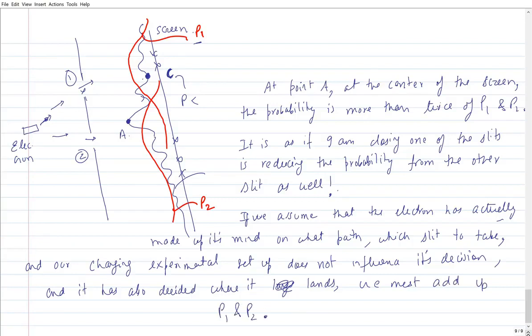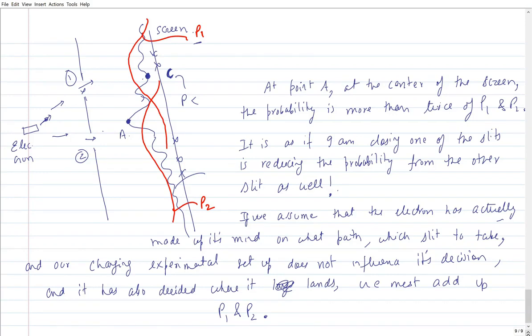P1 and P2. Well, I'm doing this experiment, and each day I have a single electron. That single electron makes up its mind. Then it doesn't matter, then I have to add up the alternatives. Whatever they do, there's no way I can make the electron change its mind. Then there are two alternatives to do the same thing. Let's say reaching this point, then I have to add. So I have to add the two alternatives.